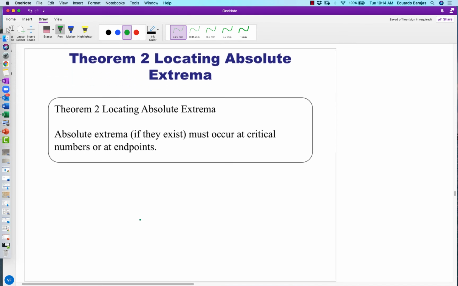Okay, so theorem two, locating absolute extrema. So far we've been doing proof by picture. You have the graph and you can do it by looking at the graph. So we're going to start thinking about how we find them using our equations. How do we prove they're there, or how do we find them using our equations? On our way to finding them, this theorem will help us. So theorem two, locating absolute extrema: absolute extrema, if they exist, must occur at critical numbers or at the endpoints. Okay, so in order to find our absolute extrema, we need to find the critical numbers and test those values as well as the endpoints.